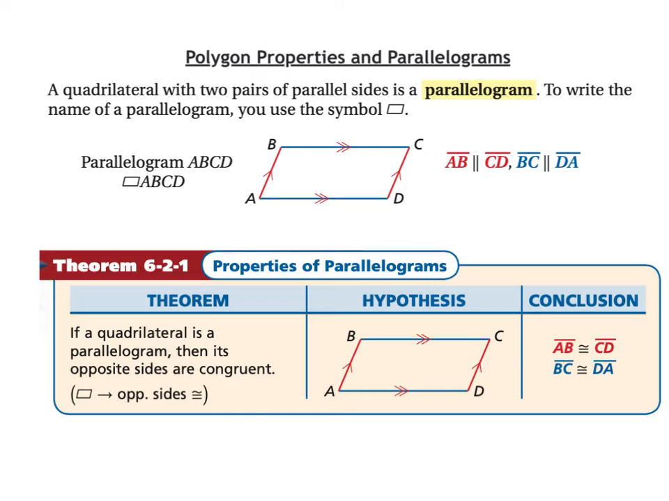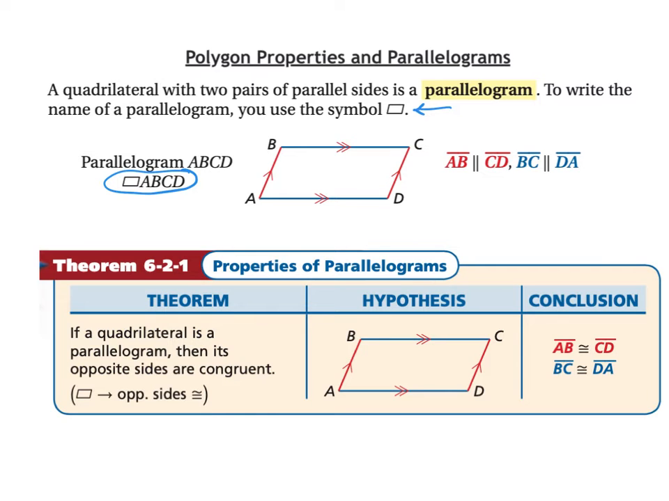This is going to be very quick about parallelograms. Just remember the definition of a parallelogram is that it's a quadrilateral with opposite sides parallel. When we write a parallelogram on paper, we use the parallelogram symbol and we write it like this: parallelogram ABCD. You can go in either order, clockwise or counterclockwise, it doesn't matter.